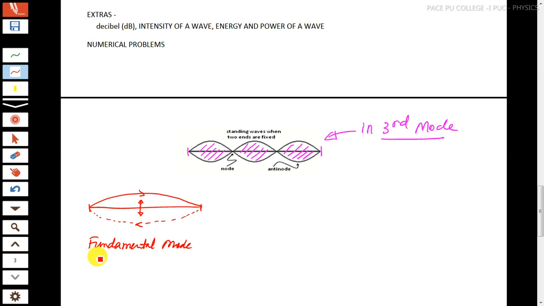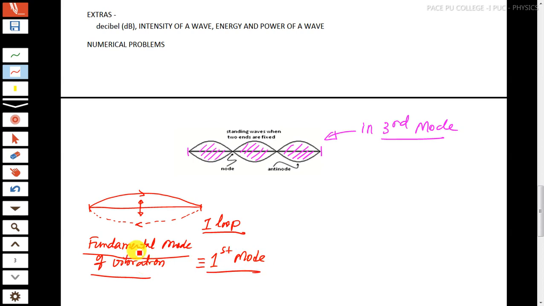This is the fundamental mode of vibration. In the fundamental mode of vibration, how many loops am I getting? I am getting only one complete loop. Only one loop is visible. So this is what we call the fundamental mode of vibration. Equivalently, I can also call it the first mode of vibration, which is the fundamental mode.